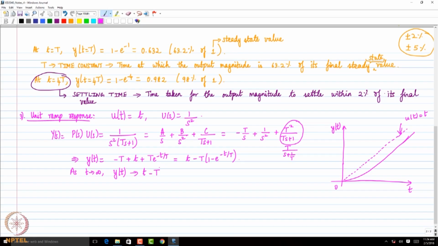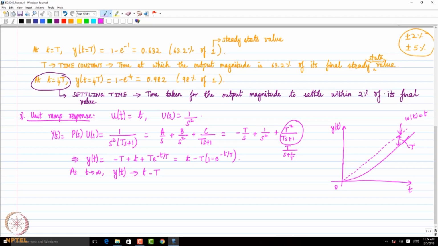Of course, the magnitude goes to infinity, I do agree, but the functional form goes like t minus capital T. So what I mean to say is that if you take a time which is high enough, the gap between the function t, which is your input, and the output is going to be capital T graphically. Is it clear? Right. So that was my intention, and that's what this analysis tells you, okay. So this is the unit ramp response.